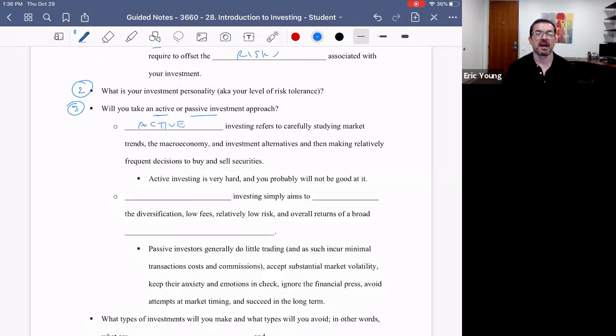Active investing, okay, the term active investing, this is basically like what day traders do, right? Or people similar to day traders. Active investing refers to the process by which individual investors will carefully study market trends, they'll follow the macroeconomy, they will look at all these different investment alternatives, and then critically, they will make relatively frequent buy and sell decisions, okay? Some people do okay at this.